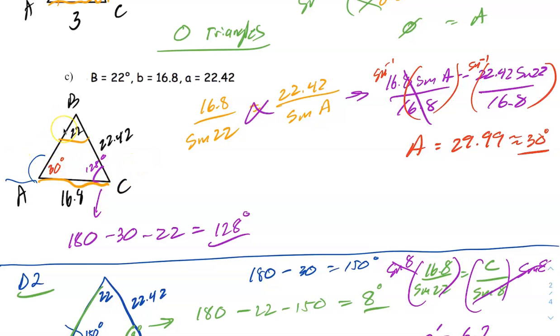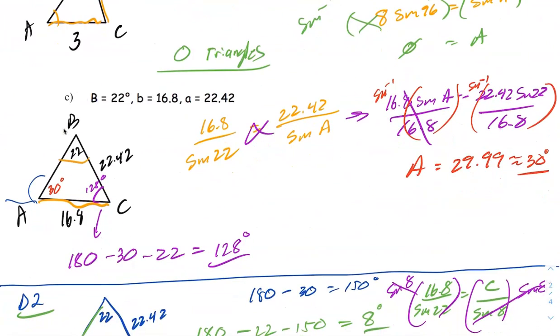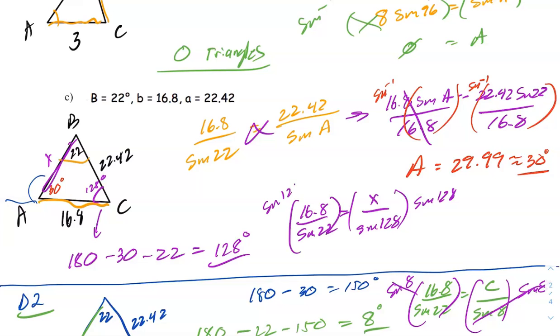And then we can find the missing side. So all we do, whoops, the law of sines again. So we have, use a given, 16.8 over sine of 22 equals x over sine of 128. Because we're solving for this side, just multiply both sides by sine of 128. If you do that, you get 35.3. That's the missing side. And that's a two triangle case.